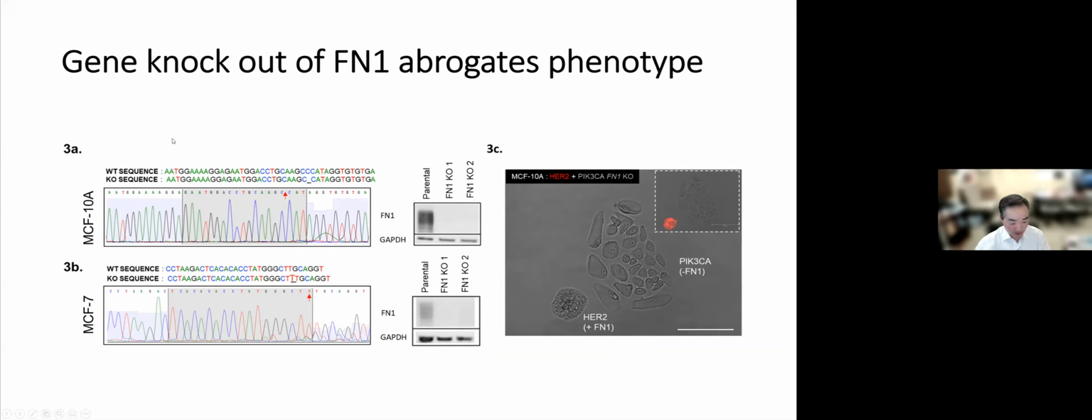Swati was a graduate student in my lab, and Karthikeyan came in and then did the knockout in both 10As and MCF7. And you can see the knockout sequences here. These are the antibody confirmations using Western blots of the 2 independent knockouts that we had. And this was a photograph that Swati took when she did an initial co-culture of PIK3CA, which has the fibronectin knockout, as well as a HER2 cell. This is the one that's still labeled red, so you can see it right here.